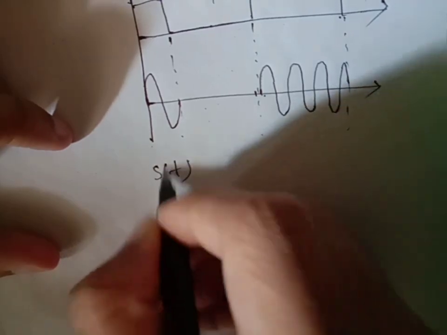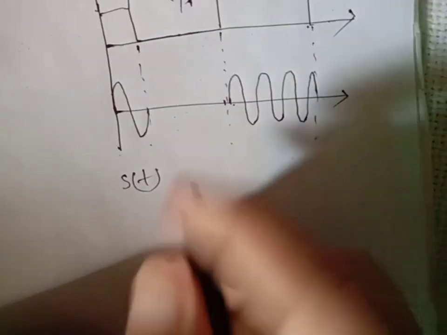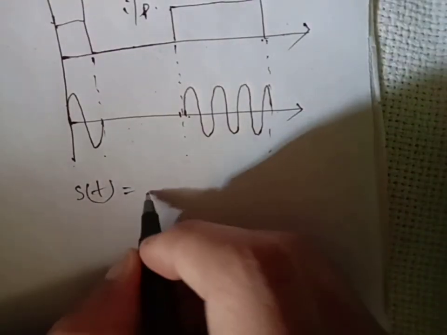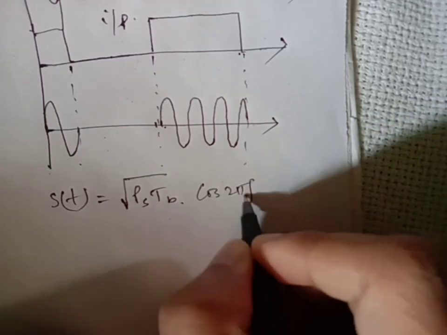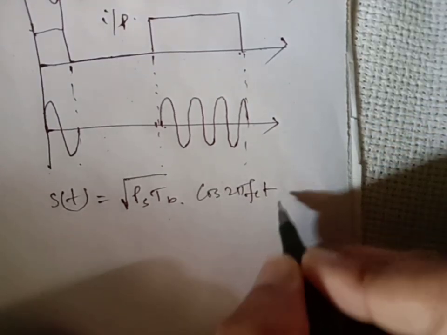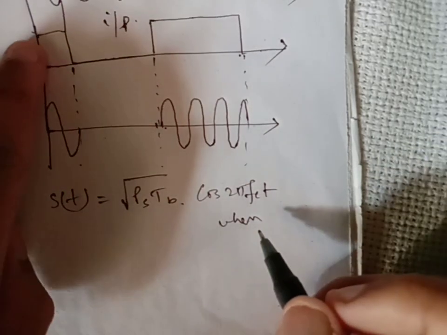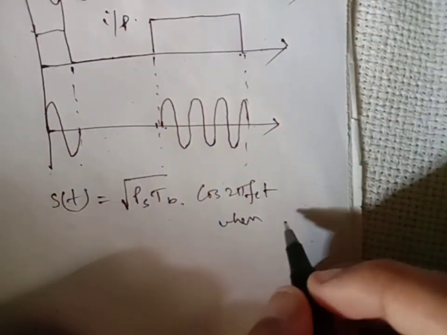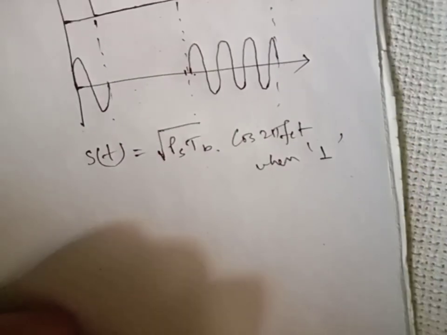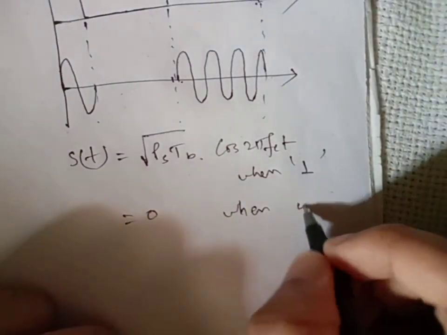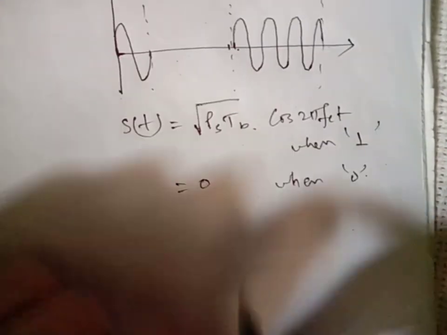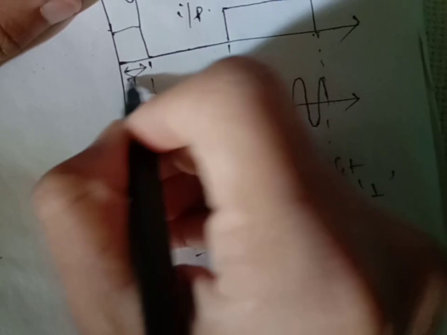So mathematically, the signal after the modulation, S(t), will be equal to root under P_S T_B into cos 2 pi f_c t when the binary input is 1, and this equals 0 when the binary input is 0. Here P_S is the power and T_B is the time period of this signal. This is T_B.